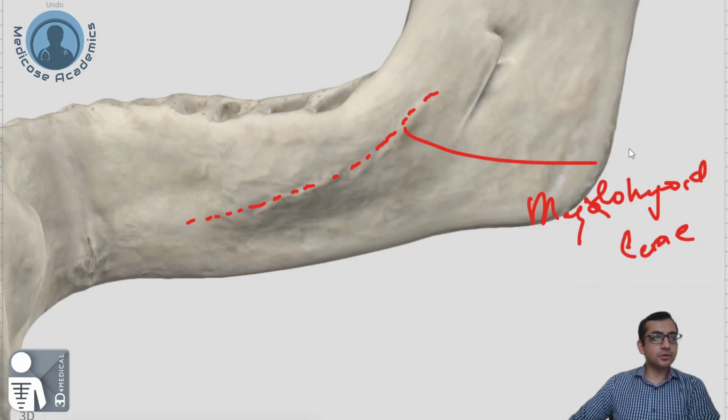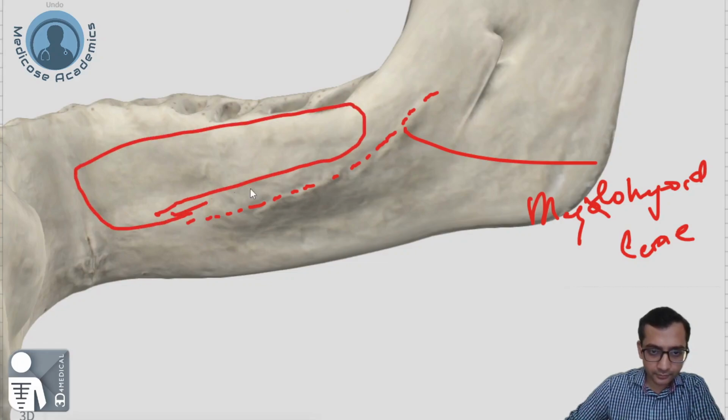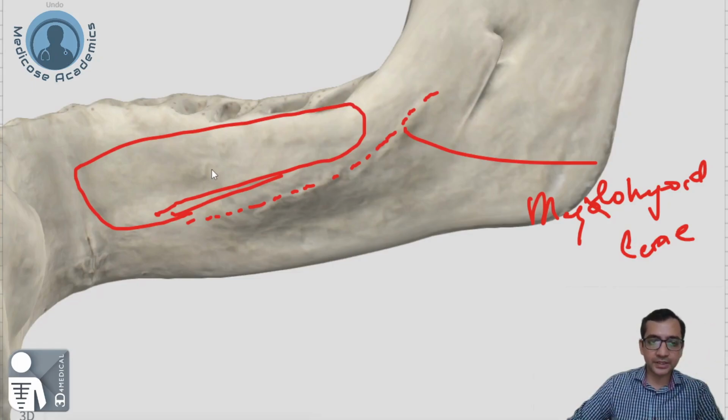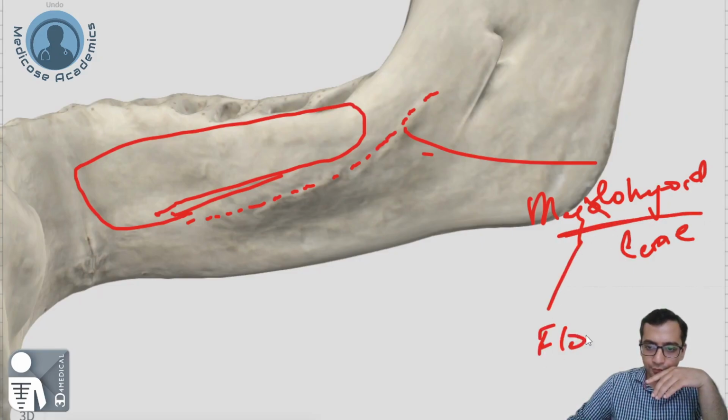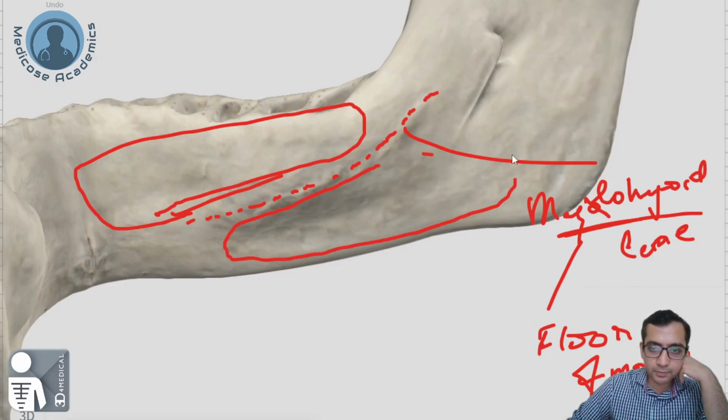Very important for telling you about this line is that the area on the top of this line is making the floor. On top of it there is the tongue, so this area is below the tongue. Actually the mylohyoid muscle is making the floor of the mouth. So this part, this fossa, is above the floor of the mouth, and this fossa is below the floor of the mouth. This is above the floor, below the tongue.